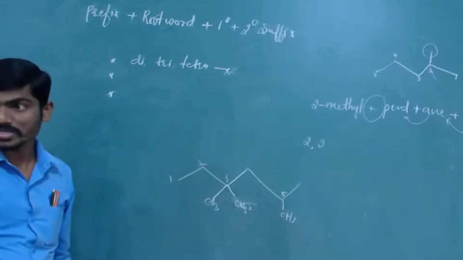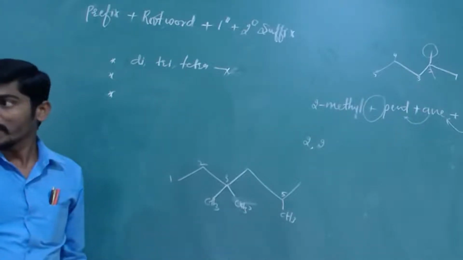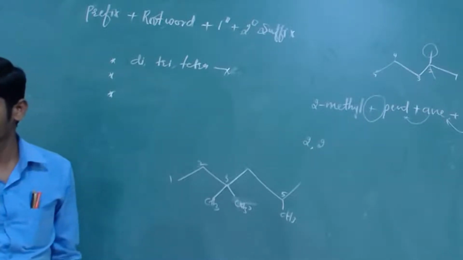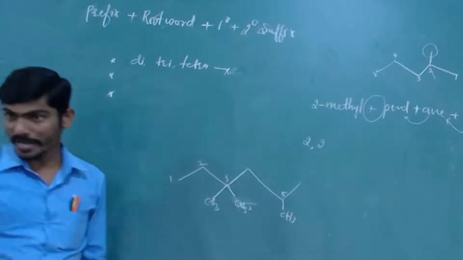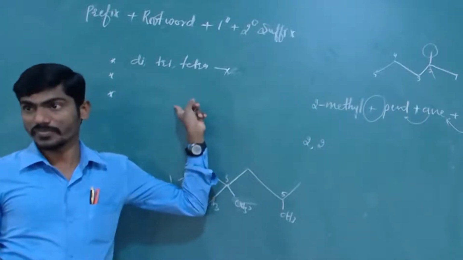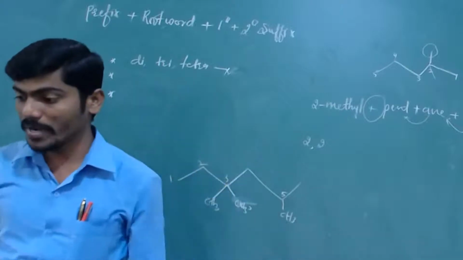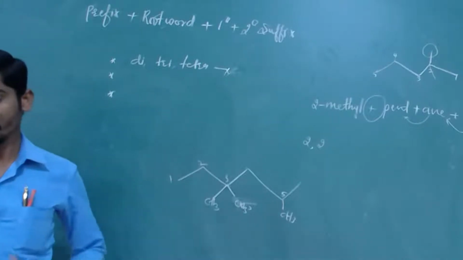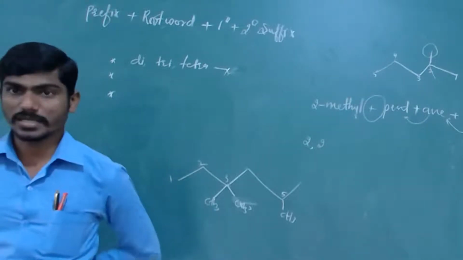For dimethyl, which letter do you need to consider? M only. For diethyl, only E. The starting letter D is not considered in an open chain. In bracket, note down: in a complex substituent, these are considered. In a complex group, it is considered.